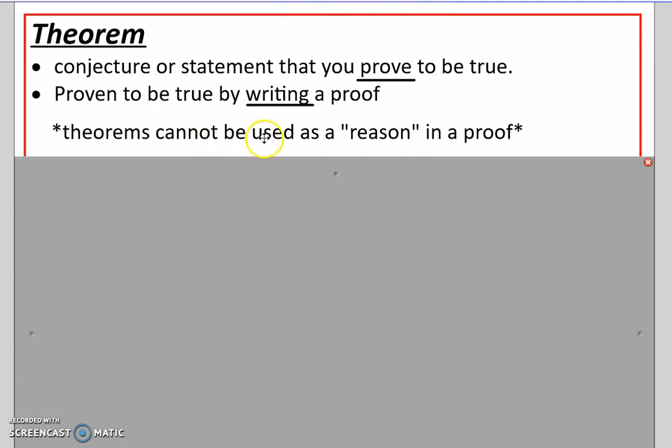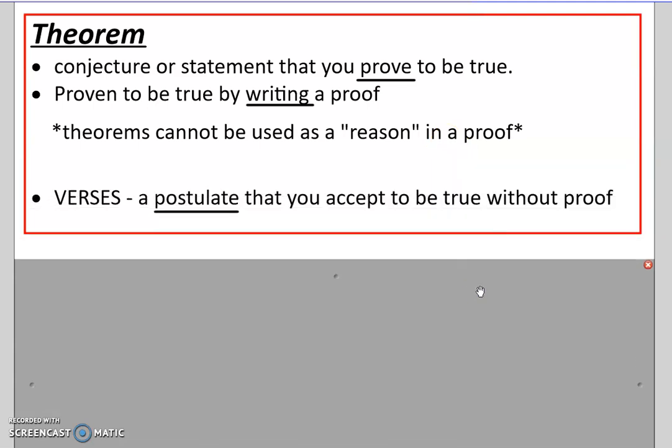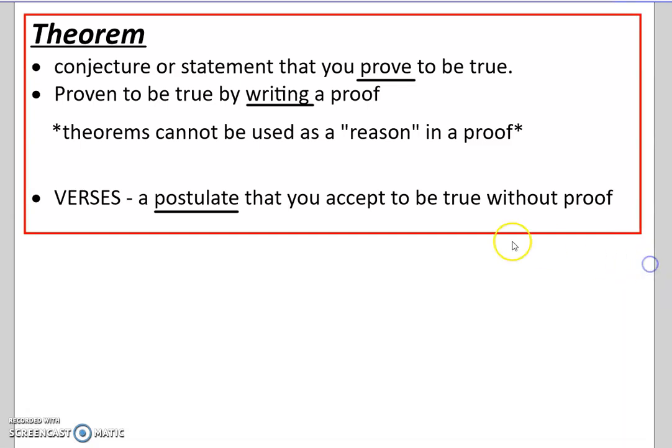Notice theorems cannot be used as a reason in a proof. I'm about to show you a whole bunch of theorems. We can't use them as one of our reasons. In the two-column proof, on the right side, I can't use a theorem as a reason. Remember the difference between postulate and theorem. A postulate is something we accept to be true without a proof. Theorems need to be proved by writing a proof.